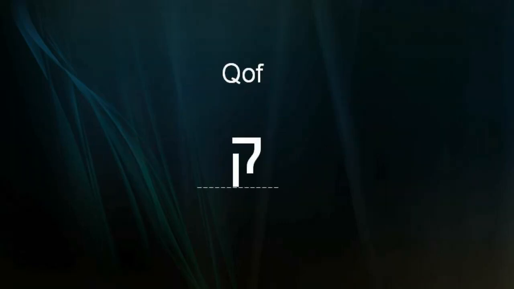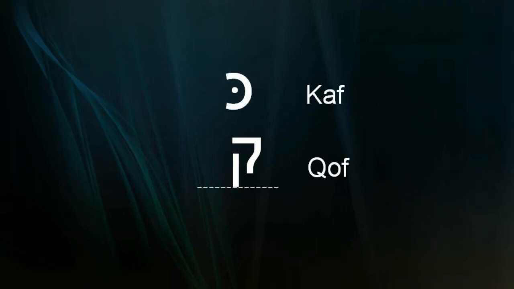The next letter is kuf. Up above we had the letter kaf that sometimes has a dot and sometimes doesn't have a dot. This letter is kuf, k. Repeat after me. Kuf, k. Kuf, k.